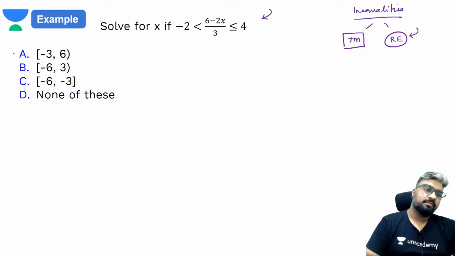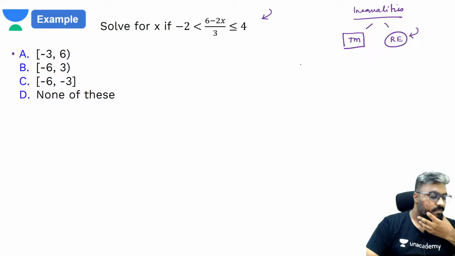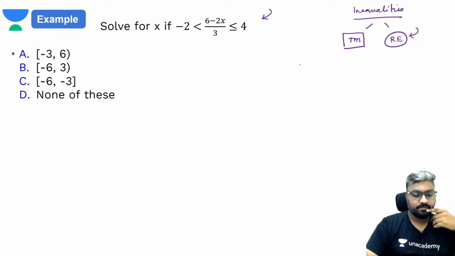Sparshi says A. Okay. Others? Uzma says A. Anyone else?